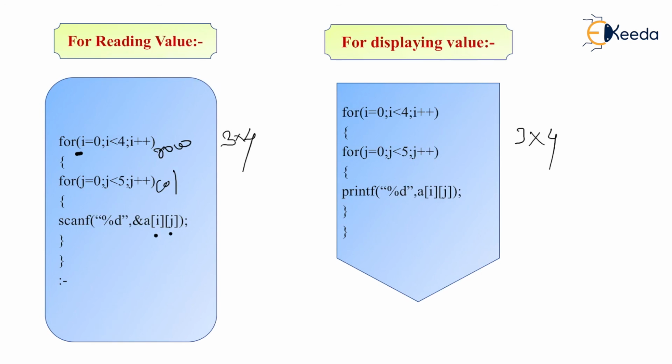Fine. Similarly, for the display purpose, the same thing is performed. The rows are 3 and the columns are 4. Just over here we are writing scanf, over here we are writing printf. That's it.